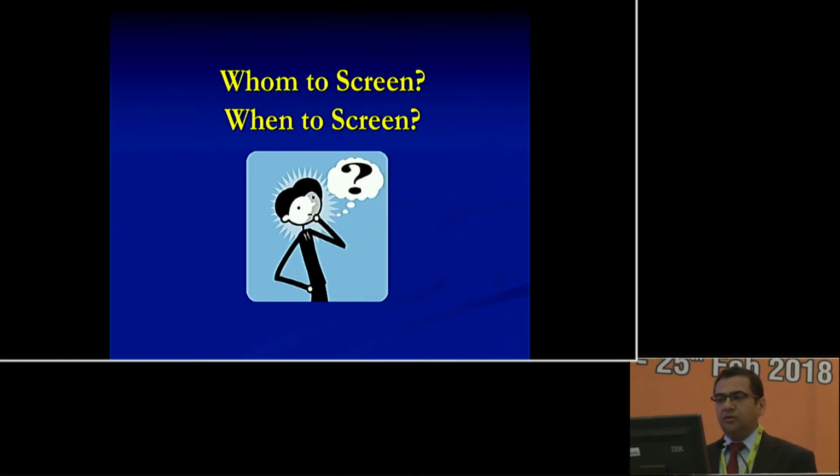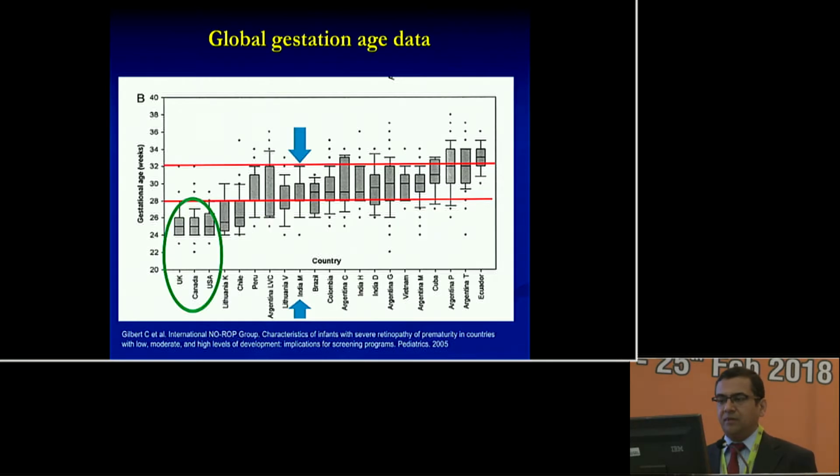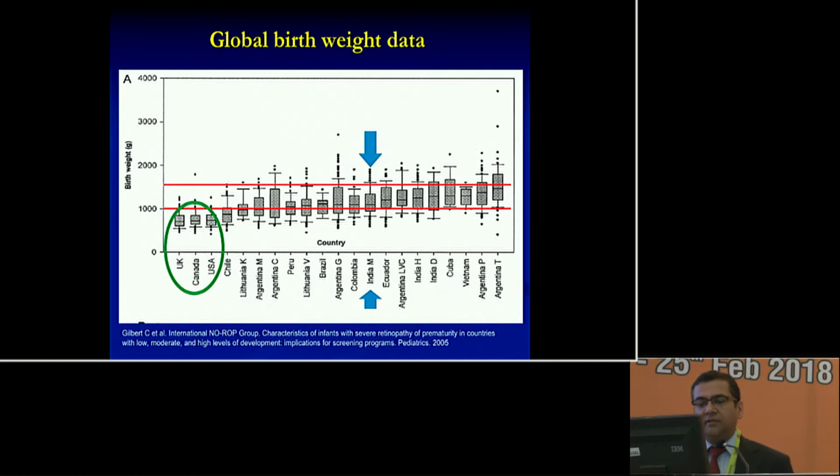The important question is to realize whom to screen and when to screen. This is a photo of the global gestational age data. On the left side there are countries like the UK and US, the developed countries, where much smaller babies develop ROP, whereas in countries like India, marked by the arrow, bigger babies develop ROP. Similarly, the global birth weight data again shows that smaller babies develop ROP in developed countries, whereas bigger babies develop ROP in developing countries.